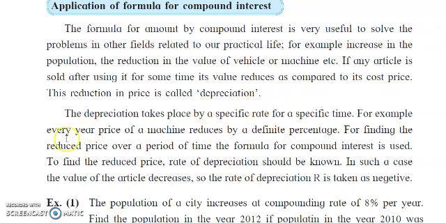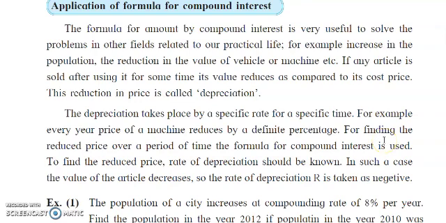For example, every year the price of a machine reduces by a definite percentage. Suppose for 1 year if you use it, then its price will decrease by 10%. If you use it for 2 years, then its price will be decreased by 20%. So likewise, the percentage is fixed for reducing the price of the machine. For finding the reduced price over a period of time, the formula for compound interest is used.